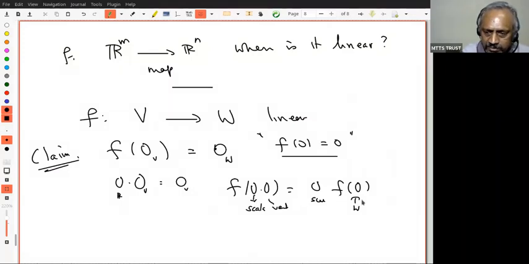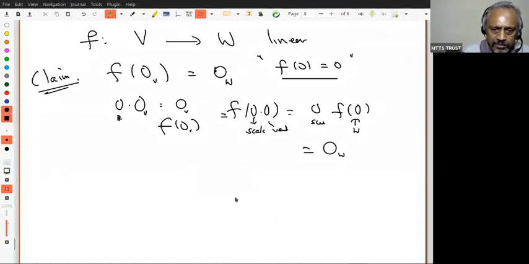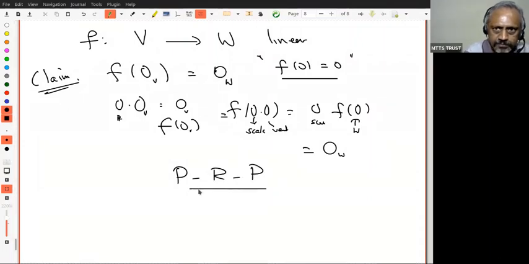But 0 times any vector in a vector space we know is a 0 vector. Yeah? Therefore, this is the same as f of 0, because 0 times 0 is the same as the 0 vector. Therefore, f of the 0 vector is the 0 vector of W. Okay? Please go through, pause, review, and then proceed.